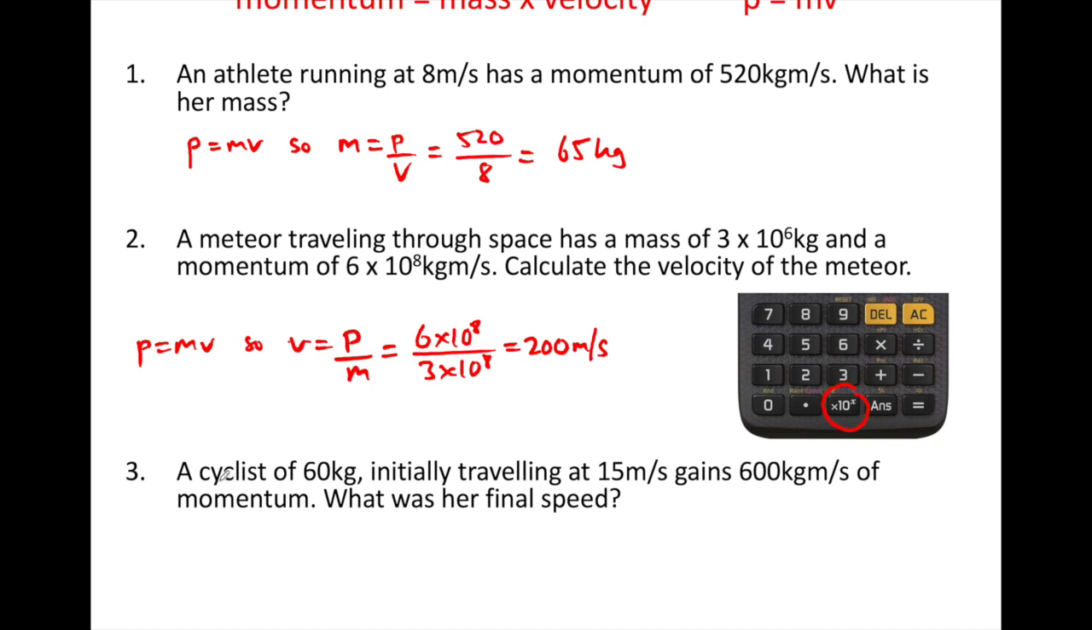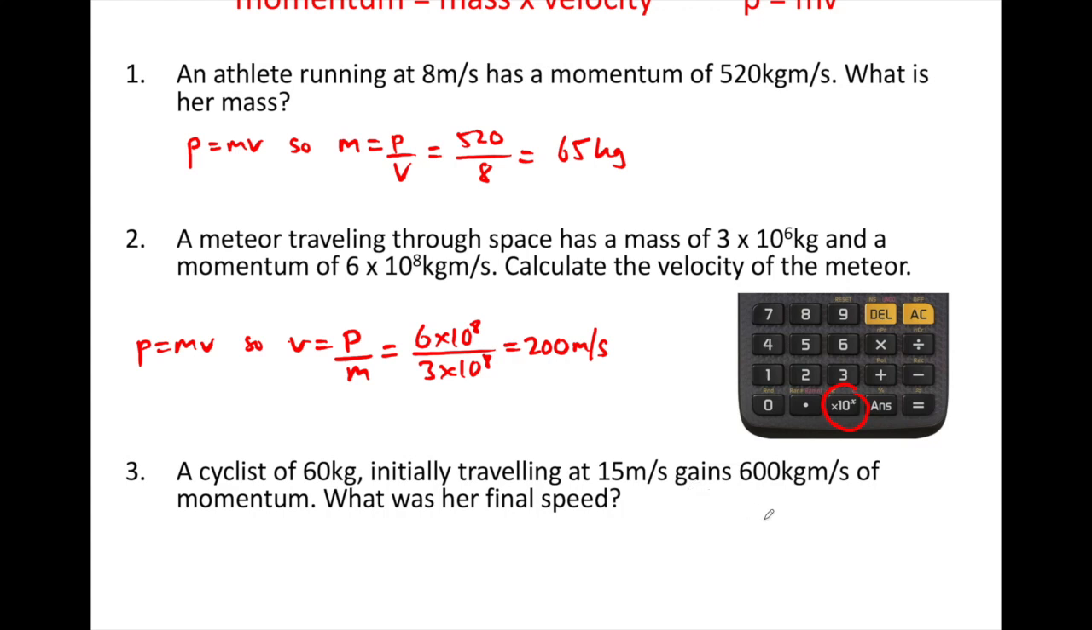Finally, the last question tells you the cyclist is 60 kilograms, and the initial velocity is 15 meters a second, but then the cyclist obviously speeds up and gains that much momentum afterwards. So what's the final speed?